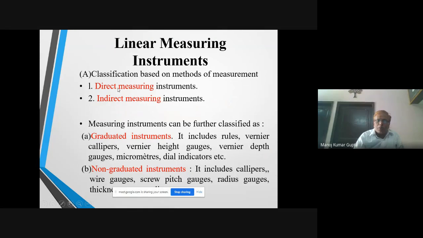Next is classification based on methods of measurement. First is direct measuring instruments and next is indirect measuring instruments. A second classification is also there: graduated instruments and non-graduated instruments. Graduated instruments include steel rules, that is scales. Rules, meaning steel scale or ordinary scale, is also there. Vernier caliper, vernier height gauge. I have shown the figures. What is vernier height gauge, vernier depth gauge, micrometer, dial indicator.